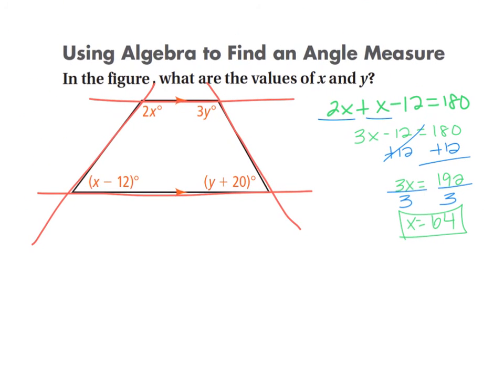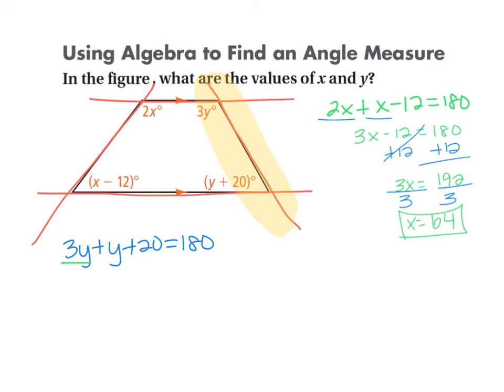Okay, the next one. Let's look at the other one. This transversal with the two parallel lines. What do you notice about those angles? Well, they're also interior and they're also on the same side, so they're same side interior as well. So that means they're supplementary. So we can solve this just the same. So we will have 3y plus the other angle, y plus 20. All of that equals 180.